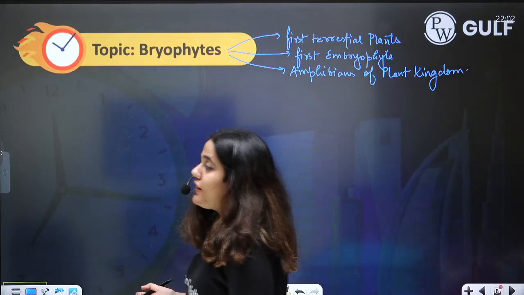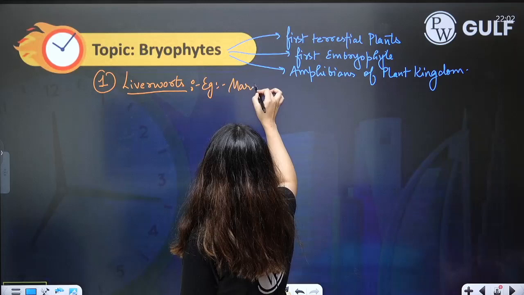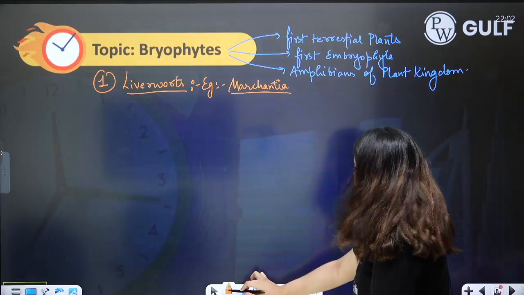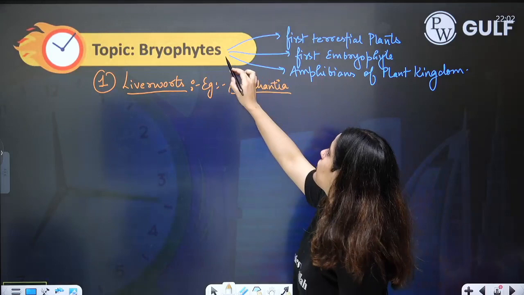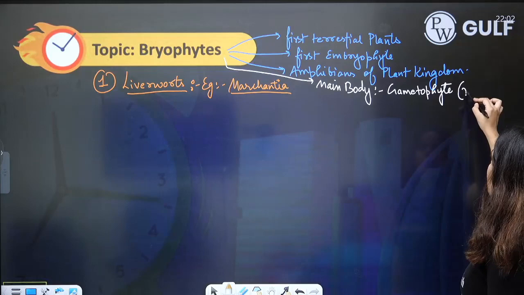There are two types of bryophytes, liverworts and mosses. So I'm going to tell you about liverworts. An example of liverworts is Marchantia. They are the lower bryophytes, the bryophytes that first came. As you know, in bryophytes also, their main body is the gametophyte. Their main body is haploid and produces gametes.